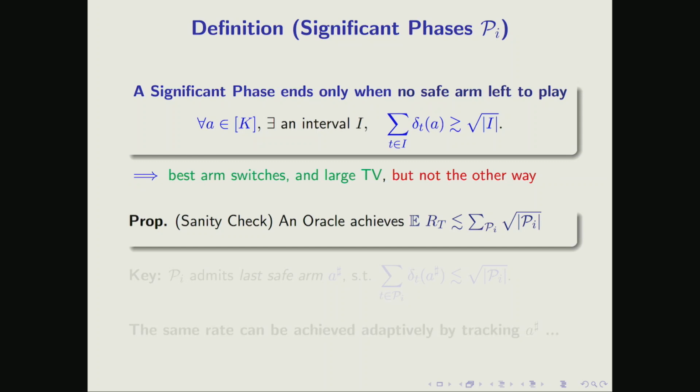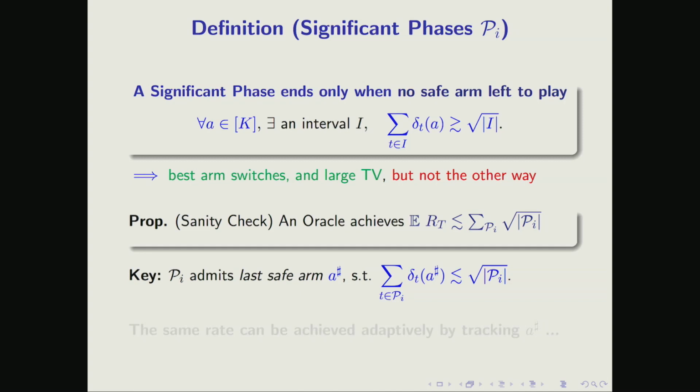So for a sanity check, having defined these significant changes, we have significant phases, which are the times in between. An oracle that knows the significant phases can achieve the rate that I showed earlier. So our whole point is to try and compete with this rate. The reason an oracle can achieve this rate is that by the definition of significant change, during a significant phase, there was a safe arm till almost the end of the phase. So the oracle can just keep playing that arm. That last safe arm is the arm the oracle just plays, and then it incurs regret square root of the length of the phase. So the whole point now is to try and track just that last safe arm, A sharp.